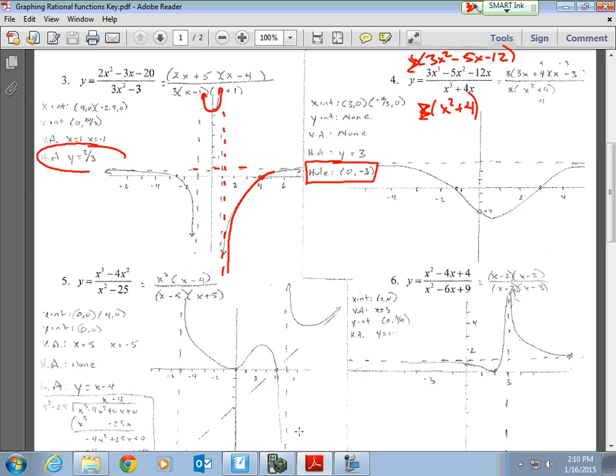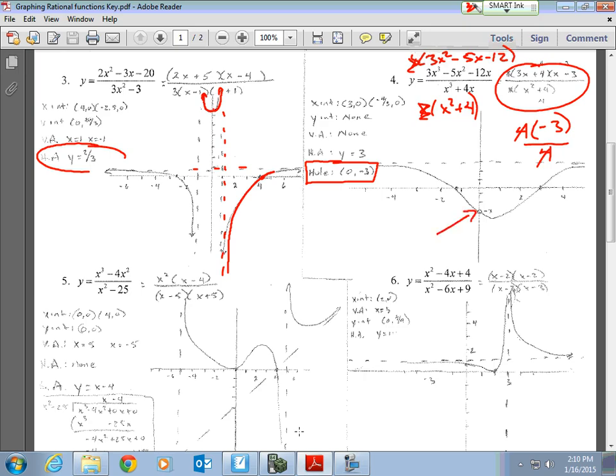So plugging in 0 into this piece here, 3 times 0 is 0, plus 4 is 4. 0 minus 3 is a negative 3. On bottom, 0 squared is 0, plus 4 is 4. The 4's cancel, and y is a negative 3. So I have a hole at 0, negative 3.